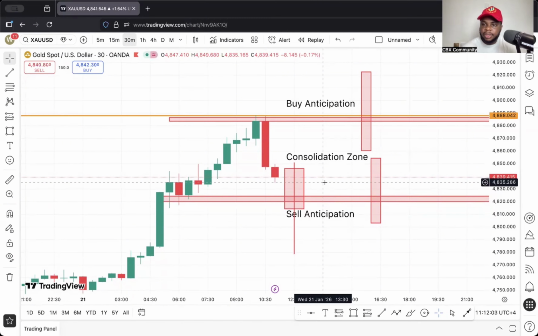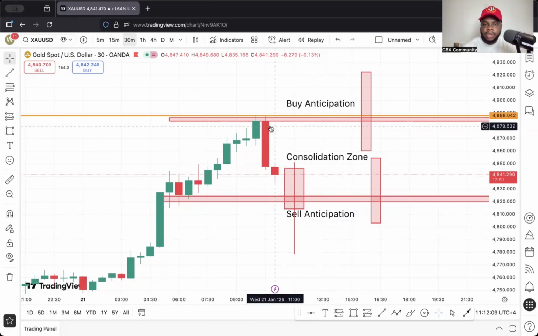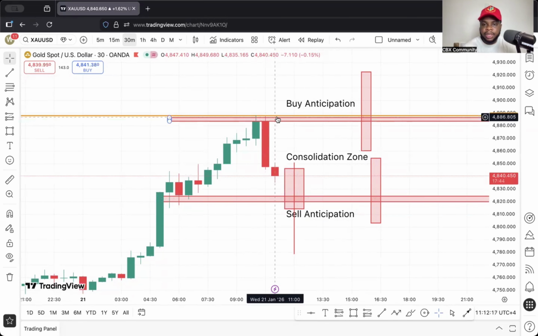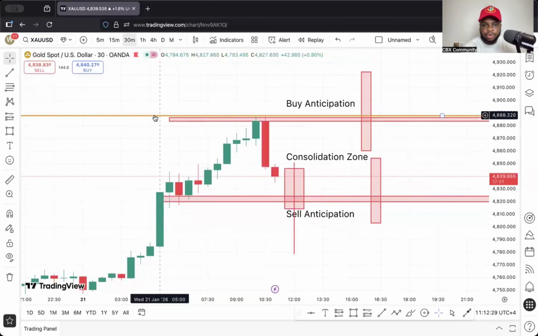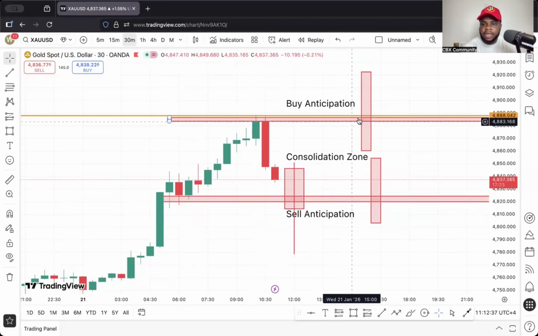Let's see what the candle wants to do. Since we have a resistance zone over here and a support zone over here, we are anticipating the break of our resistance zone for the candle to create a new all-time high. This bullish candle has closed with a recent all-time high at 4888.32, so this is the new all-time high. That means we are anticipating a bullish candle to break our recent resistance and close with a bullish candle to create a new all-time high.